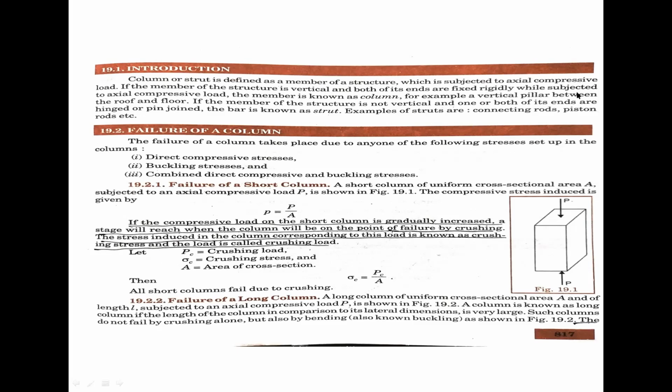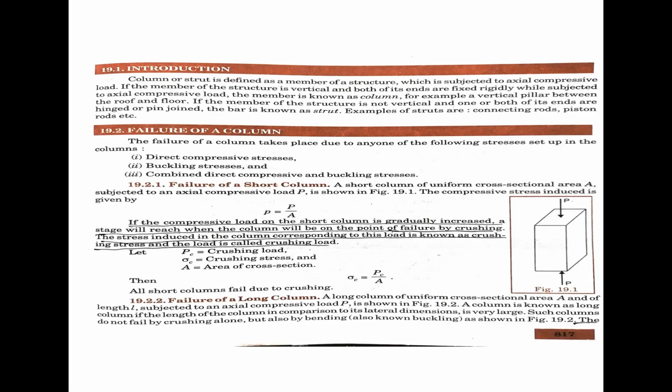For example, a vertical pillar between the roof and the floor. Now see, roof and floor. That is the column, that is the pillar. And if the member of the structure is not vertical and one or both of its ends are hinged or pin jointed, that means both are hinged.